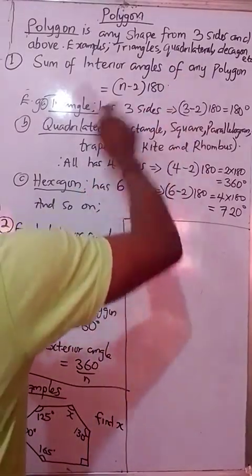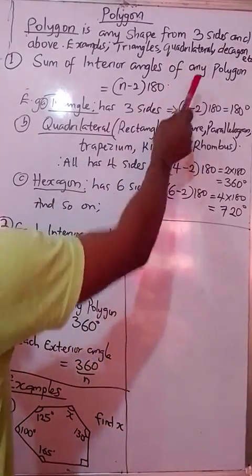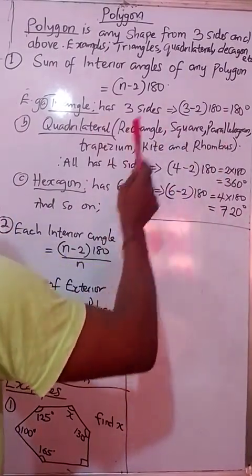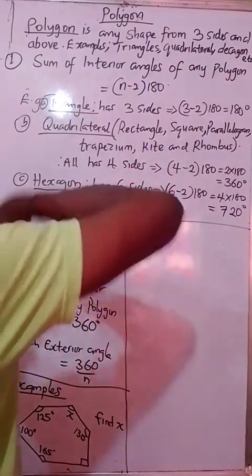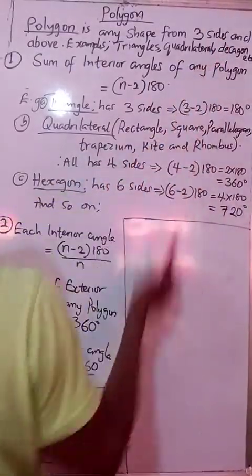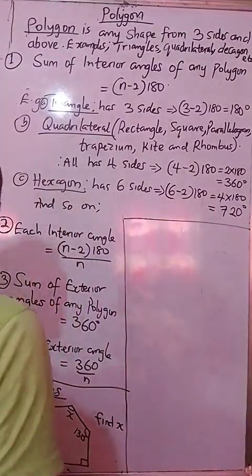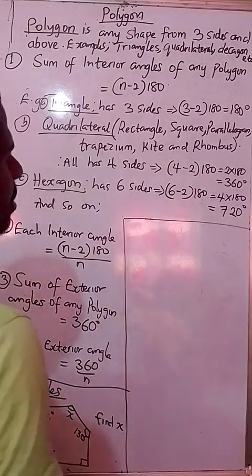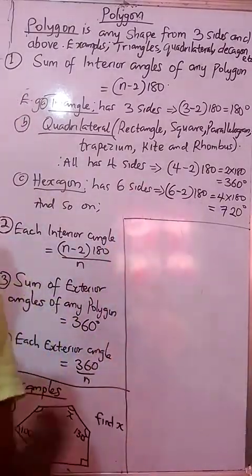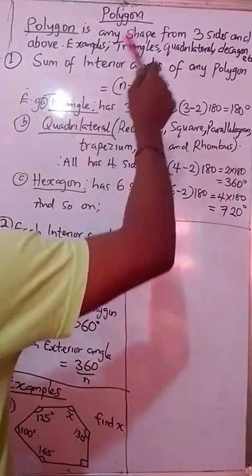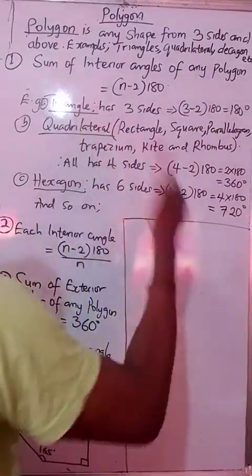Also quadrilaterals. Examples of quadrilaterals are square, rectangle, parallelogram, trapezium, kite, rhombus. They are all polygons. Also decagon, nonagon, hexagon, pentagon, icosagon, that's a 20-sided shape. All of them are called polygons. All shapes from three sides are called polygons.